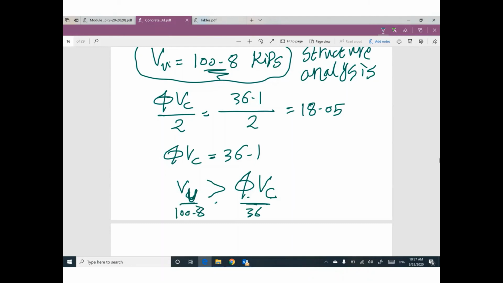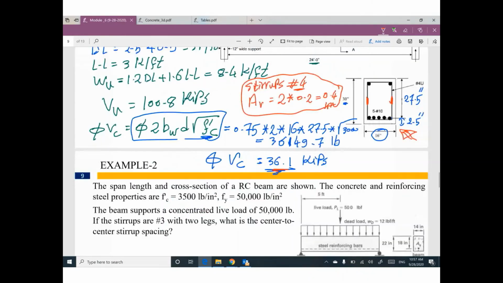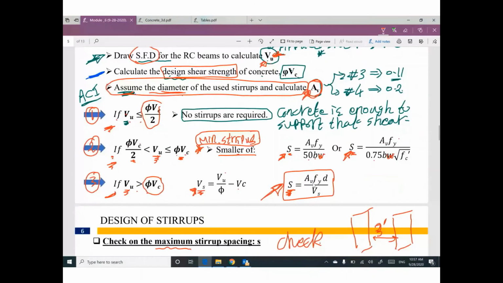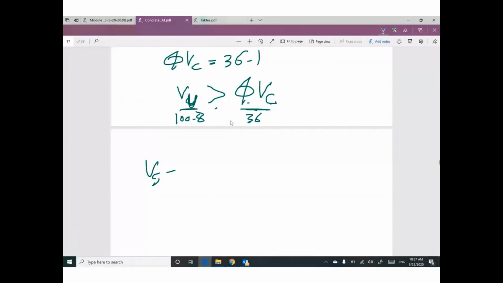So you are in this case, V ultimate greater than phi VC. So we still have only 2 steps. First step, VS equals V ultimate divided by phi, minus VC. So VS equals V ultimate, 100.8, divided by phi 0.75, minus VC. What is the value of VC? Do you remember?